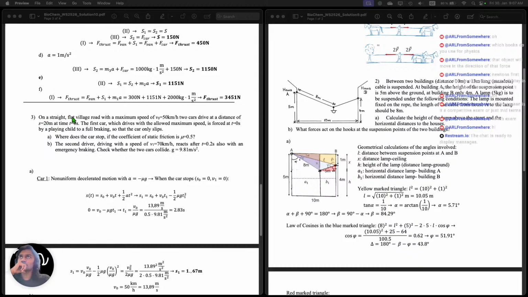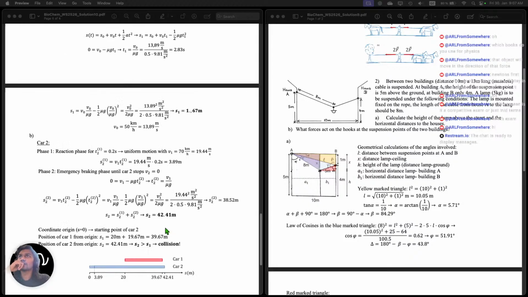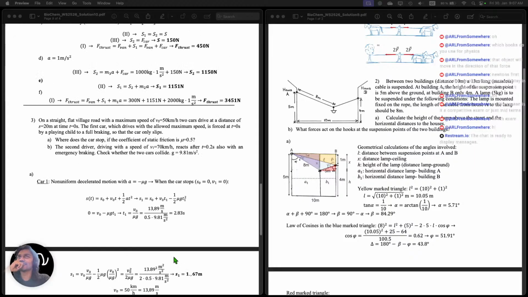On a straight flat village road with a maximum speed, 2 cars drive at a distance of 20 meters at time t equals 0. The first car, which drives at the allowed maximum speed, is forced at t equals 0 to full braking so that the car only slips. If I remember, collision. Where does the car stop if the coefficient of static friction is 0.5? The second driver, driving with a speed of 70 kilometers per hour, reacts after t equals 0.2 seconds with an emergency braking. Check whether the 2 cars collide. g equals 9.81.